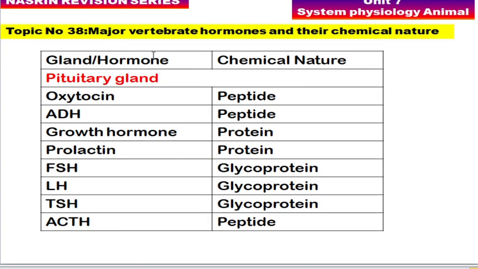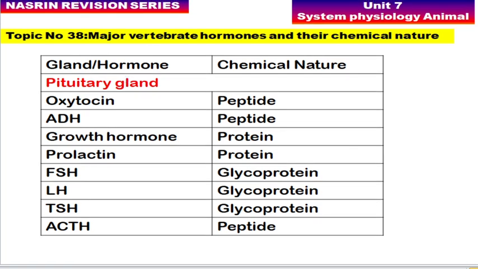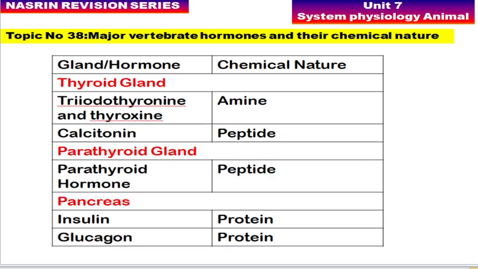Okay, so the next thing is the chemical nature of all those hormones. The pituitary gland will be synthesizing... So then we'll be seeing the chemical nature of various different hormones. Here I have given you all the glands for your reference, friends.